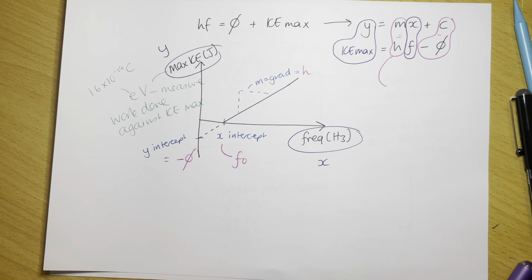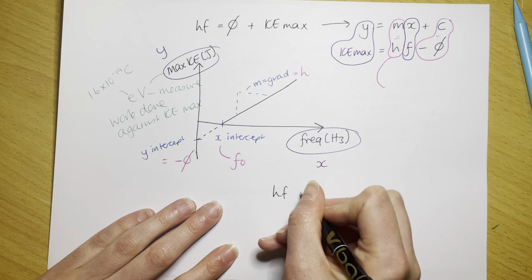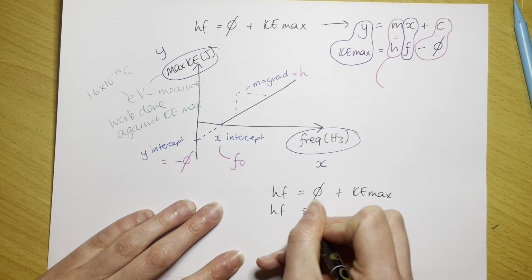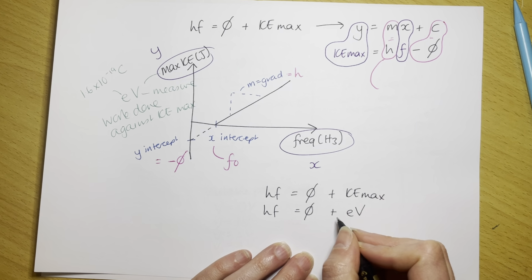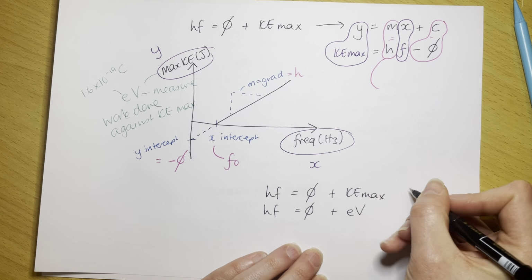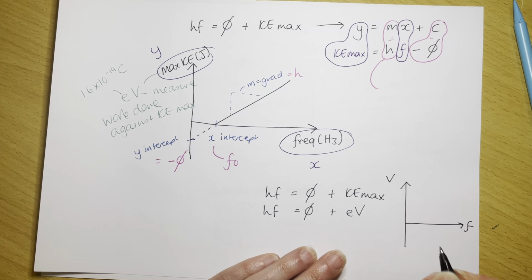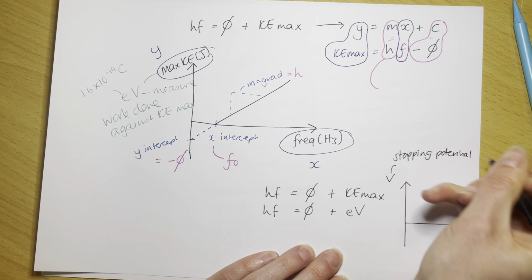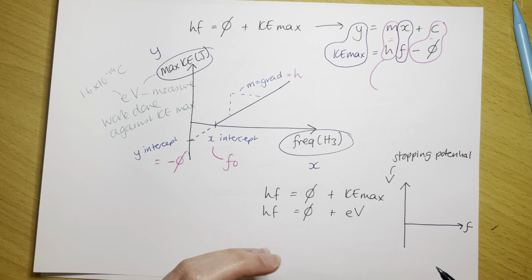So in that circumstance, what you'll find is you have exactly the same equation, but before we had hf equals phi plus KE max. Now we're going to replace KE max with EV: hf equals phi plus EV. And you might get a slight variation, therefore, on your graph. You might find that instead of plotting KE max or EV, they plot just voltage against frequency. And this voltage is called the stopping potential, because it's the voltage that stops the electrons, that gets rid of the electron kinetic energy, the maximum kinetic energy.